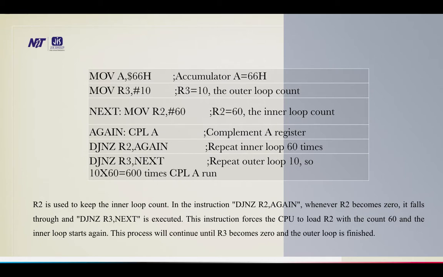MOV A,#66H, the accumulator is 66H; MOV R3,#10; then R2 equals 60; then complement and DJNZ AGAIN. R2 keeps the inner loop count in the instruction DJNZ R2, AGAIN. Whenever R2 becomes 0, it falls through and DJNZ R3, NEXT is executed. This instruction forces the CPU to load R2 with the count 60 and the inner loop starts again. This process will continue until R3 becomes 0 and the outer loop is finished.